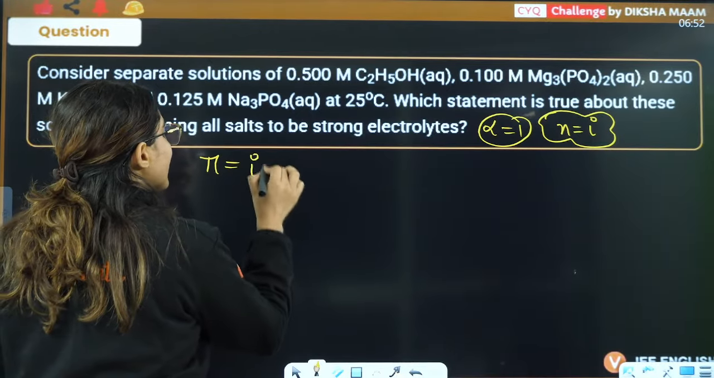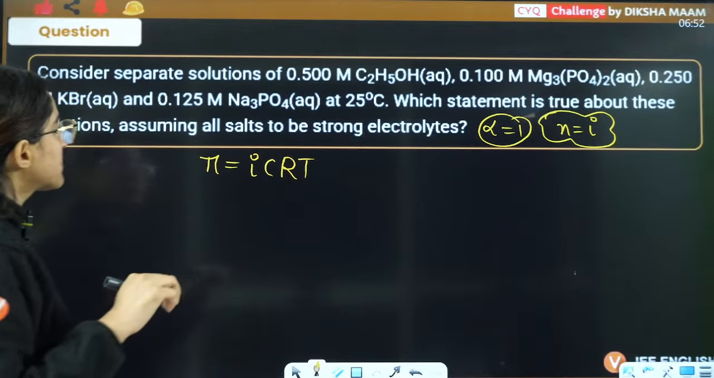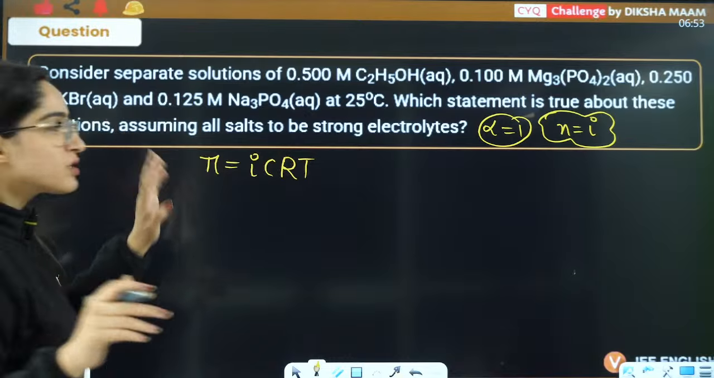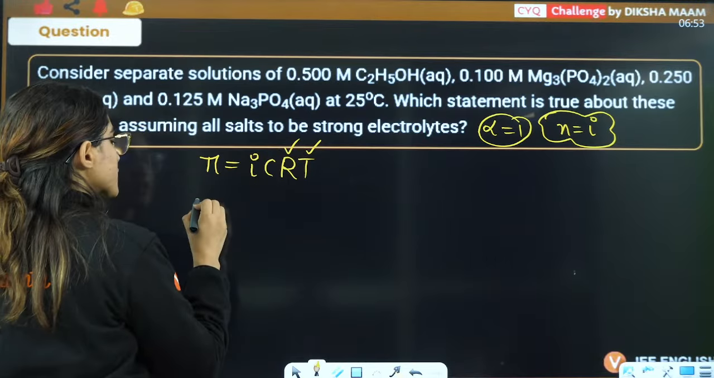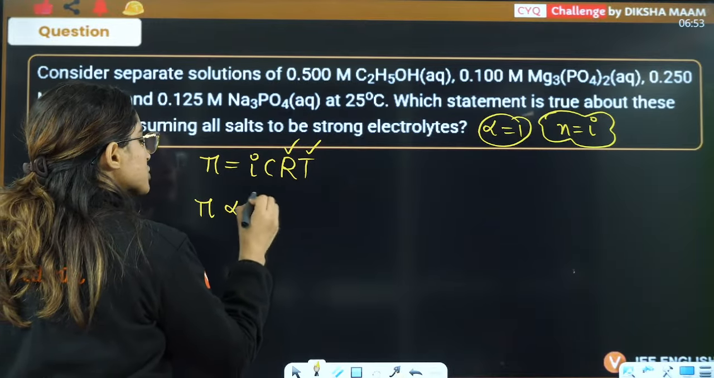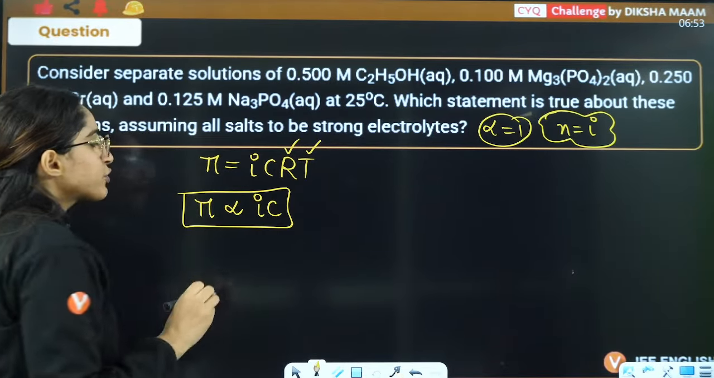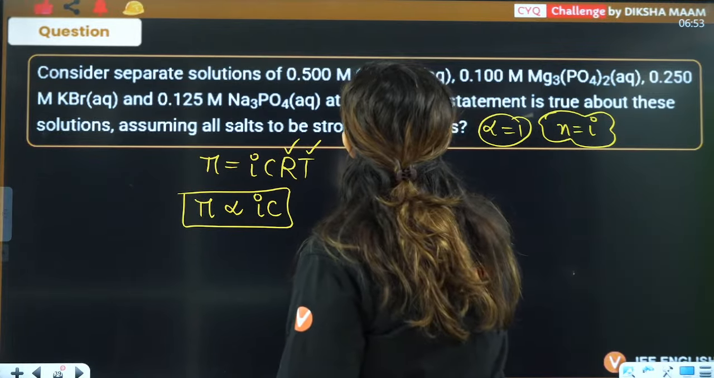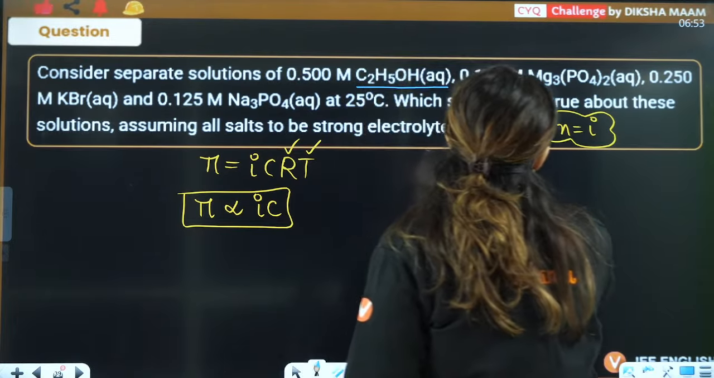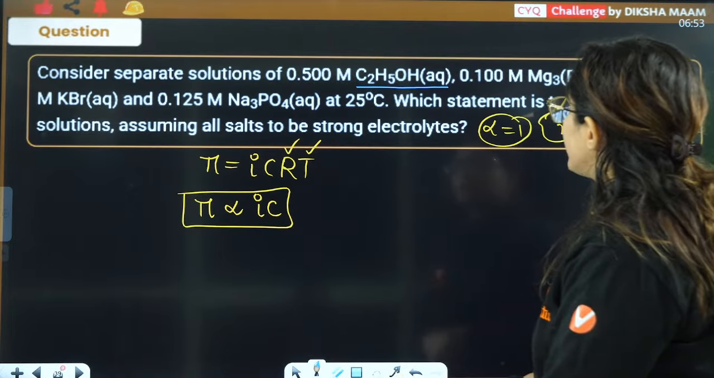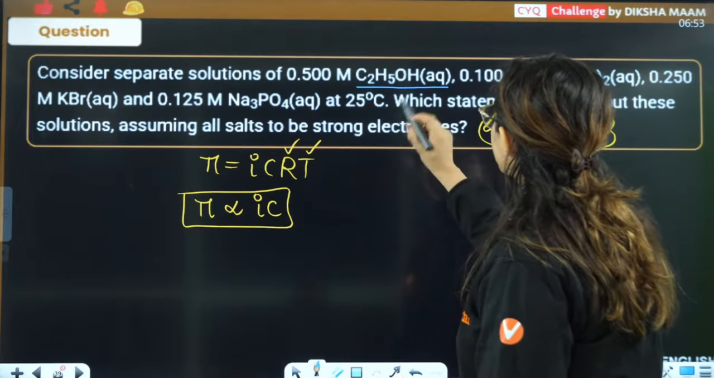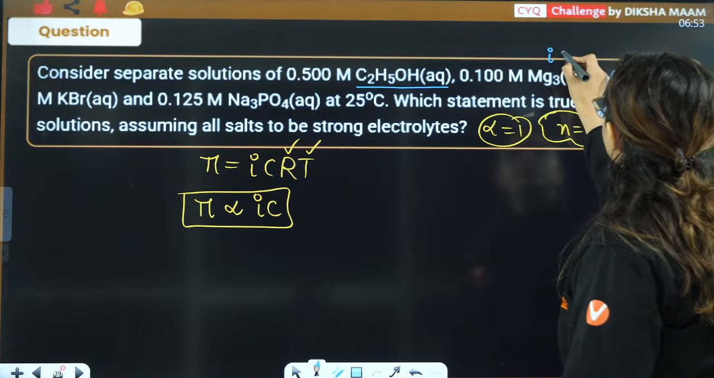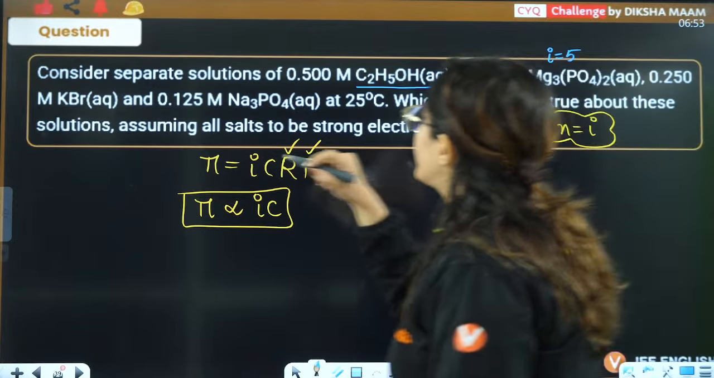Pi is equal to iCRT. So if you see this here, R and temperature, all of them has 25 degrees Celsius. So temperature is constant. R is always constant. So you can say pi is directly proportional to i into C. So you'll have to calculate the value of i in all these cases. So i is what? This is alcohol, that is aqueous. So here Van't Hoff factor will be 1 only because no dissociation will be there. This is 3, 4, 5. This is i is equal to 5. In this case, KBr i is equal to 2.